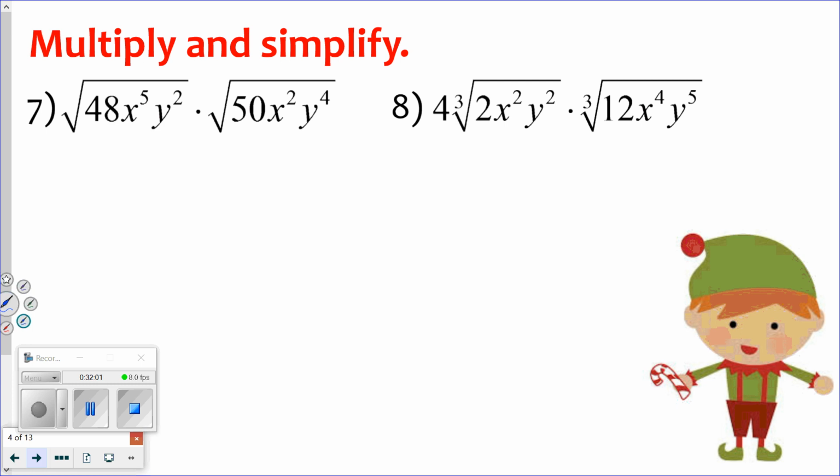All right, number 7. What am I going to do? I'm going to multiply, yeah. What's 48 times 50? 2,400? Okay. What's my index number? It's a 2. It'd be x to the 7th and y to the 6th. Okay, so that would be step 1, just multiplying them together. Square root of 2,400, is it pretty? No. All right, so we'll do our factor tree.